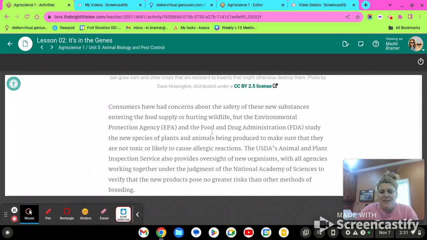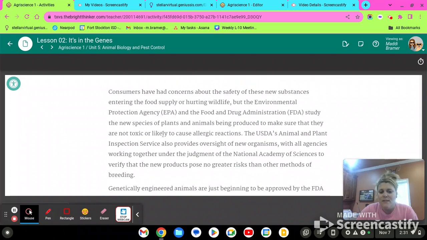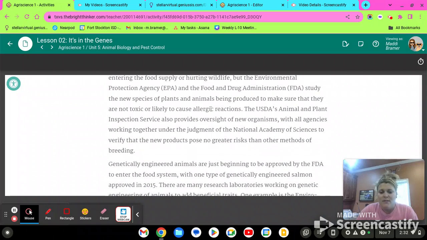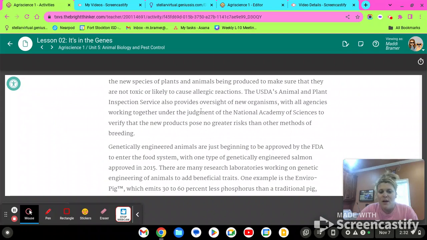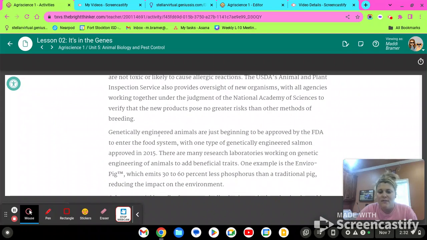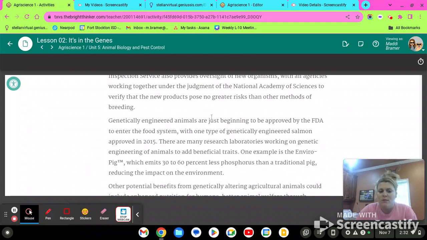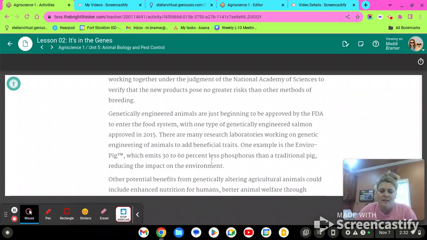So consumers have concerns, but there's really, it's not toxic. There's not much bad on it. It's just educating the public on GMOs because everyone's a little bit scared of it just because it sounds scary, right?